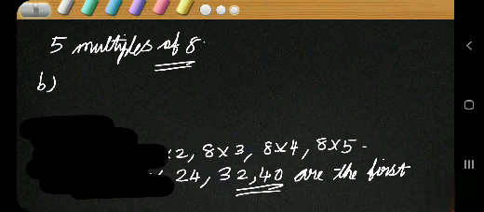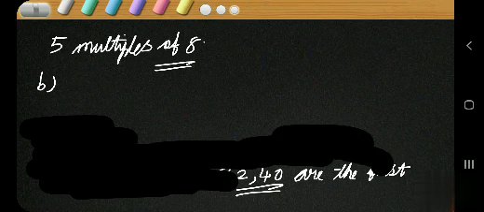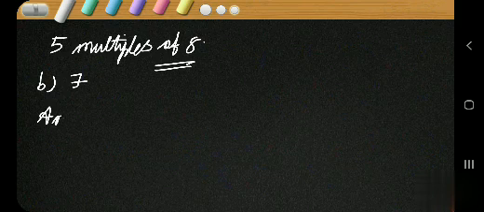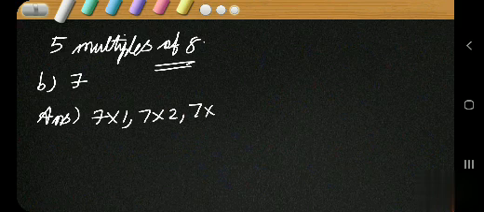B, the question is 7. We have to write the first five multiples of 7. Can you say the answer? Which are the first five multiples of 7? Yes, 7 into 1, 7 into 2, 7 into 3, 7 into 4, 7 into 5. Isn't it? These are the first five multiples of 7.